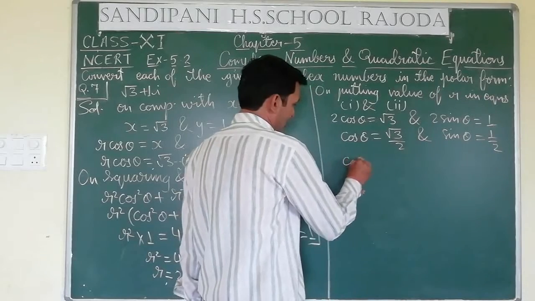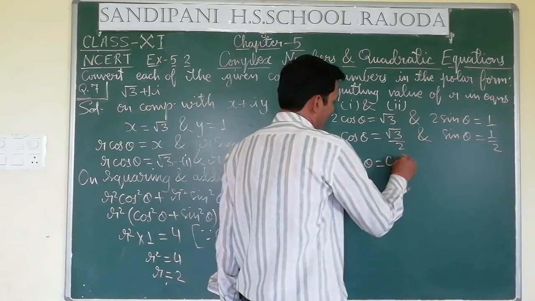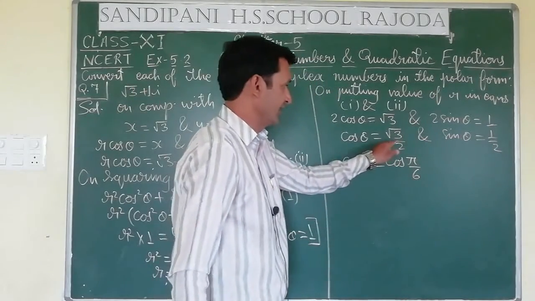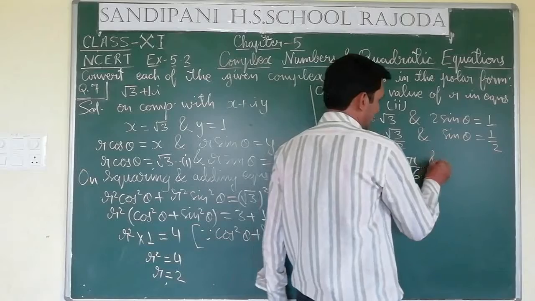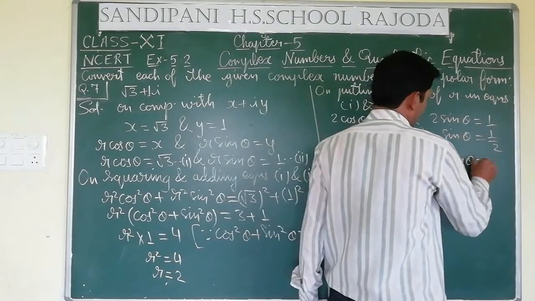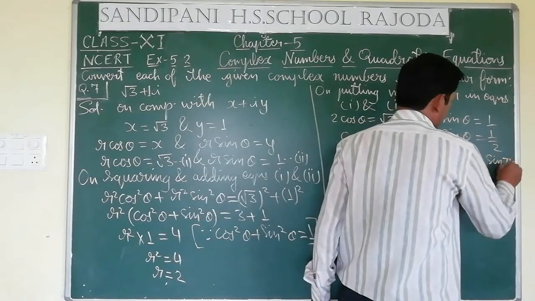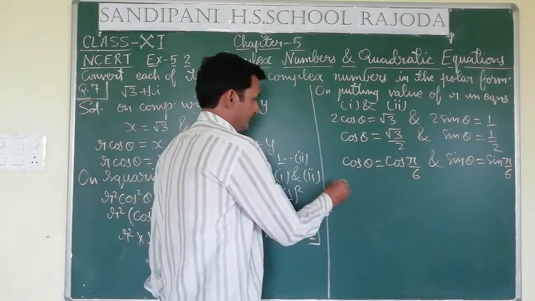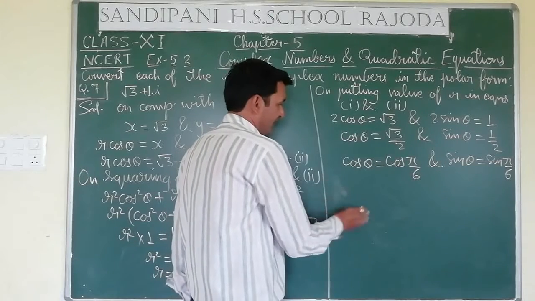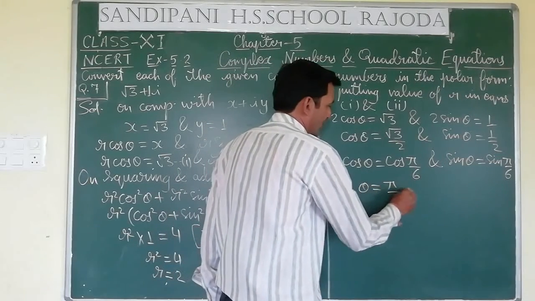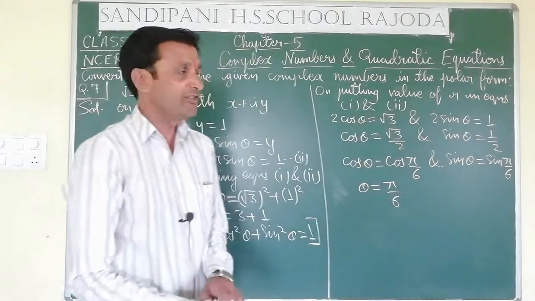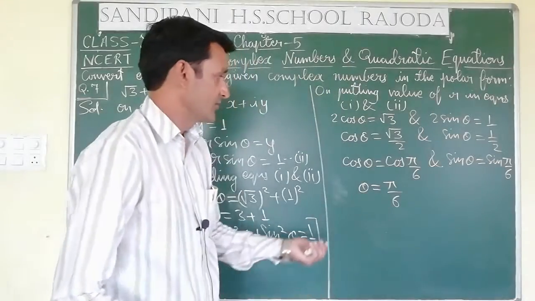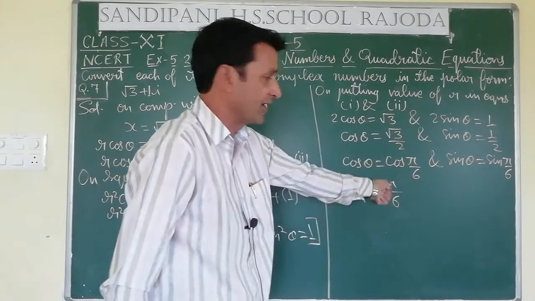So cos theta is equal to, we may write cos pi by 6, it is cos 30 degree value. Cos 30 degree is equal to root 3 by 2 and sin theta is equal to sin pi by 6. It is also sin 30 degree value, 1 by 2. Now theta is equal to pi by 6. It is very simple, this question, because there is no need to change its quadrant, because signs are positive in both the cases. So this is the only solution for determining theta.